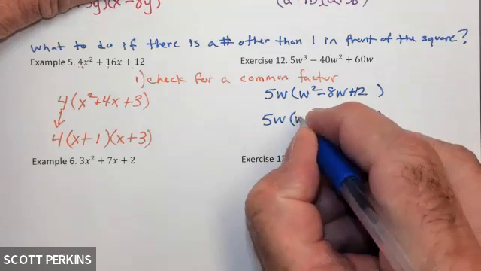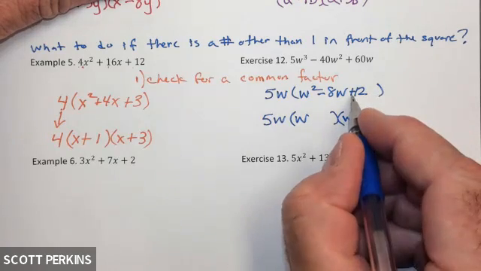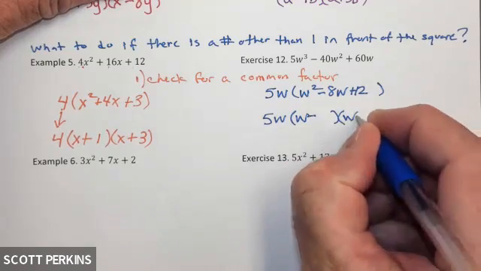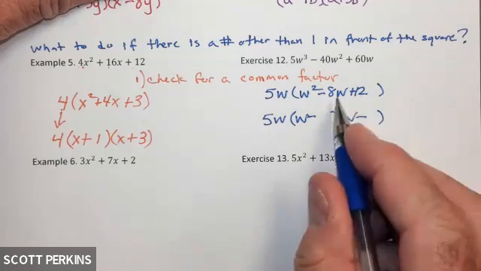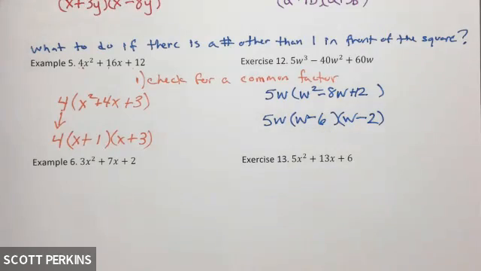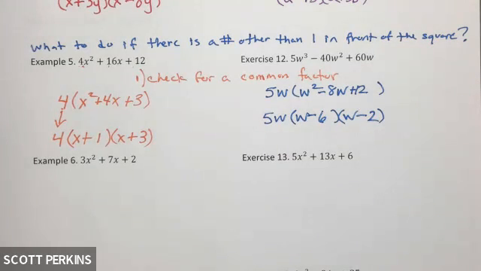W squared is w times w. My signs are going to be the same. The 8 tells me they're both going to be negative. And then the two factors of 12 that add up to 8 are going to be 6 and 2 or 2 and 6. Doesn't matter the order. You should have those three factors in whatever order.